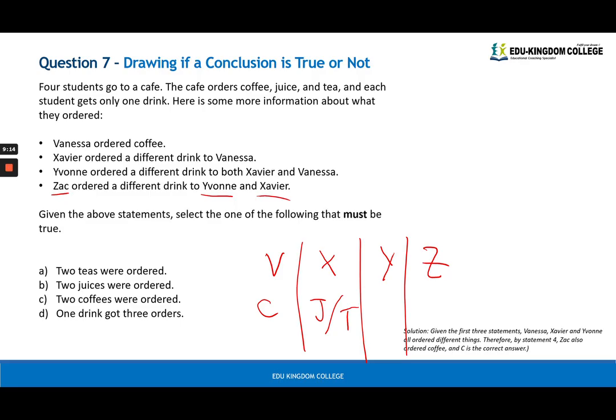But we know that Xavier's juice or tea. Zach has to order something different from Yvonne and Xavier. And Yvonne orders a different one from Xavier and Vanessa. So that means Yvonne can't be coffee. So she's also juice or tea. And Zach has to be different from juice or tea. So Zach must order coffee. Xavier and Yvonne, we don't know if they have juice or tea, whichever one it is. Okay, we do know for sure that 2 coffees were ordered. So that's why C is your answer here.